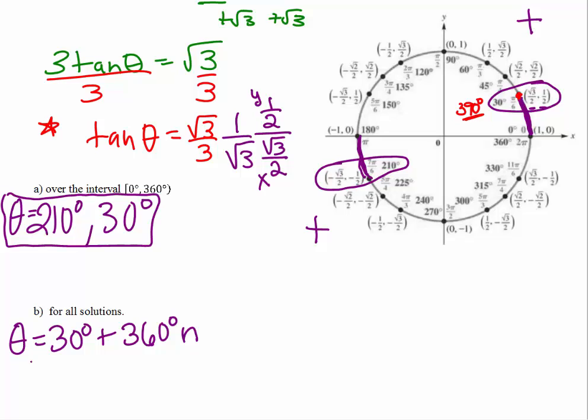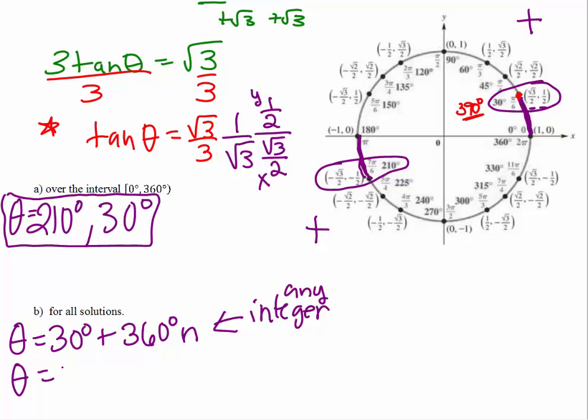So we could say that to find all possible solutions, you could take 30 degrees and add 360 times integer multiples of n. So 1, 2, 3, 4, negative 1, negative 2, negative 3. So n is just any integer. So any integer multiples of 360 added or subtracted to 30 degrees would find all possible coterminal solutions to that angle 30 degrees.